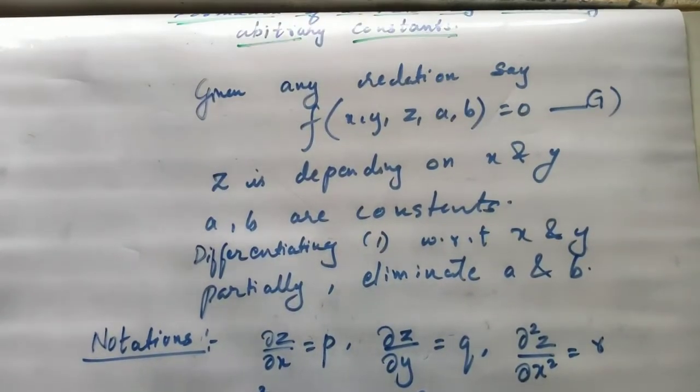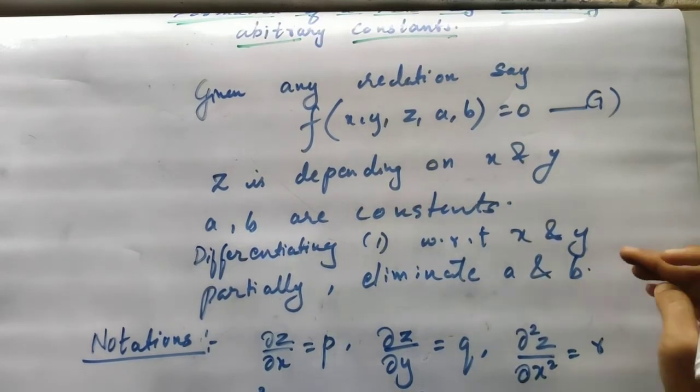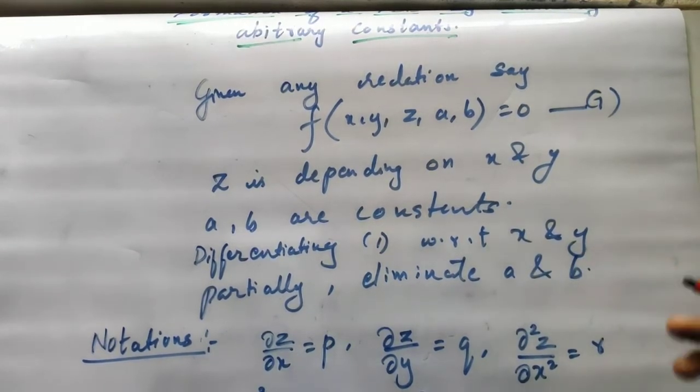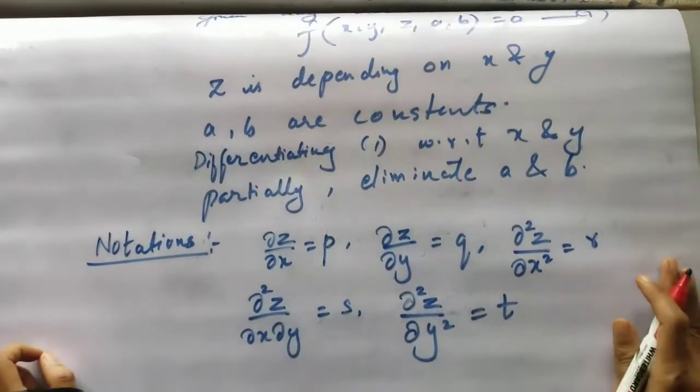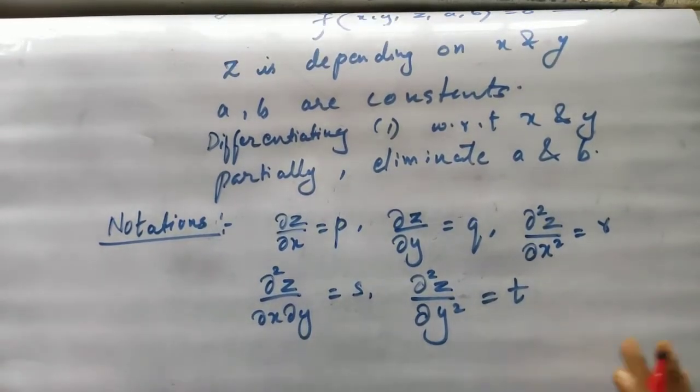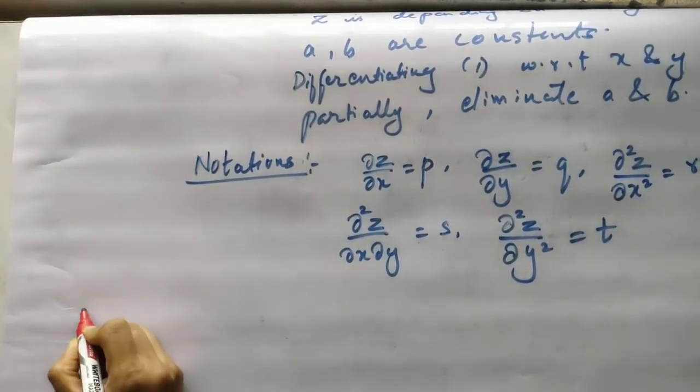We have to partially differentiate with respect to x and y as many times as needed so as to clear those arbitrary constants. Our whole motive will be eliminating those arbitrary constants by considering the partial derivatives of z with respect to x and y. We have to consider how many partial derivatives and how we can eliminate them. We'll see it in the problems. Let's start with problem 1 here.